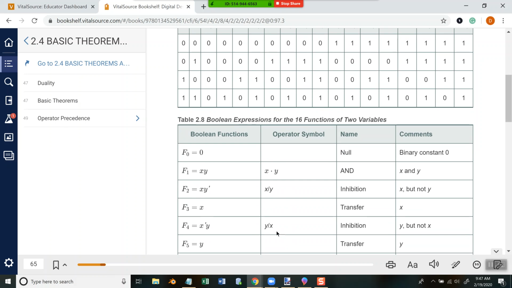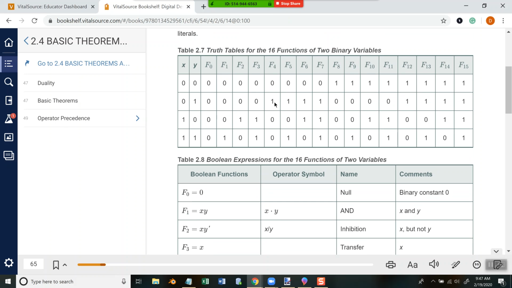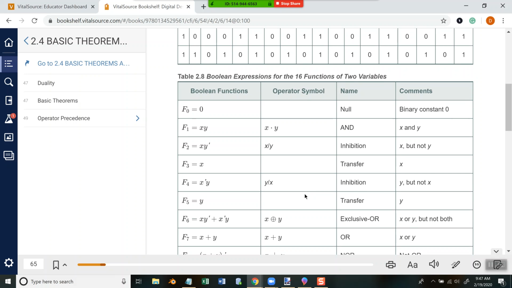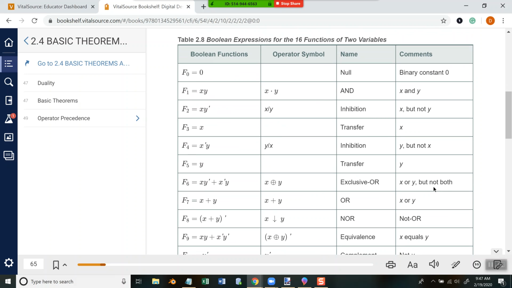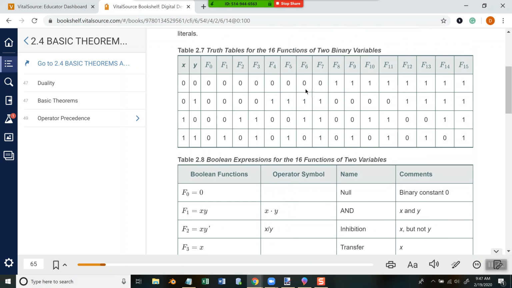How about this other one? Y but not X. That would imply that it's where Y is 1 and X is 0. Let's see. F4. Y is 1, X is 0. Okay, so that's true. Exclusive OR. X or Y but not both. So that would imply either X is 1 or Y is 1, but they both can't be 1. That's F6. And that's true. So where they're both 1 or both zeros, it's 0, otherwise it's 1.